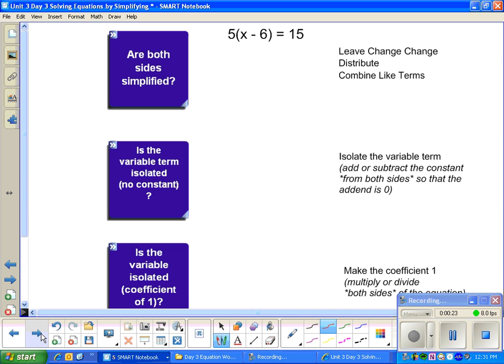So first question I'm going to ask myself is, are both sides simplified? And this side is not simplified. What do you think I'm going to do?